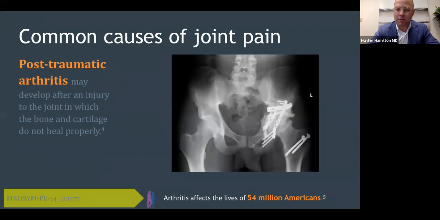Another common cause of arthritic or painful joint that I see often is post-traumatic arthritis. At the time of injury, when you have trauma around the hip, the damage can be done at that time to the cartilage, but manifests many years later. Also, if the bones aren't able to be put back together in their normal position, over time you can develop arthritis that's a result of having that trauma, sometimes even many years ago.